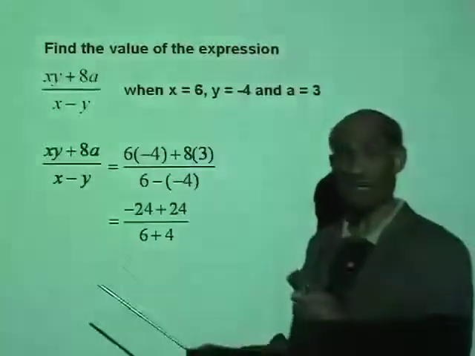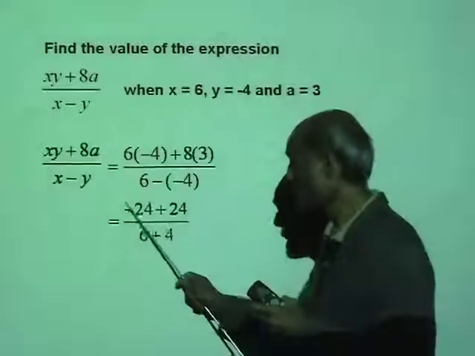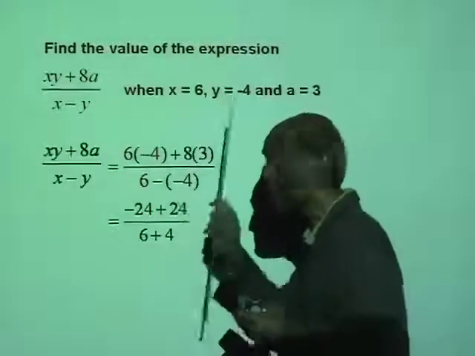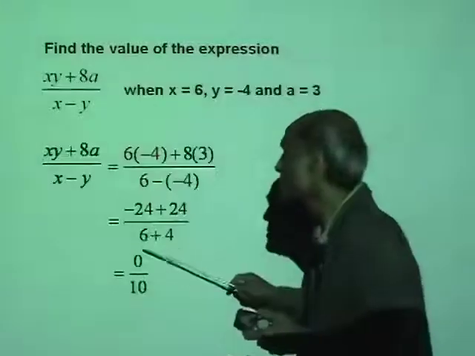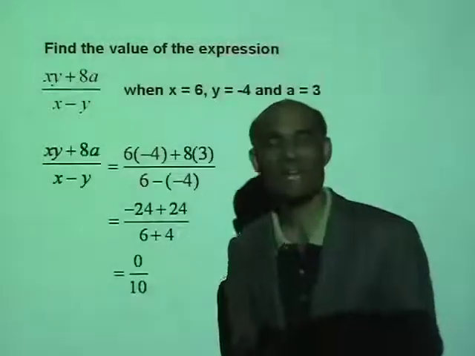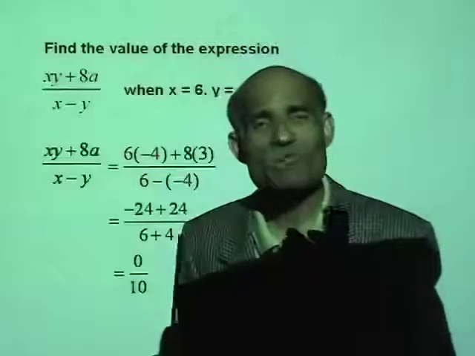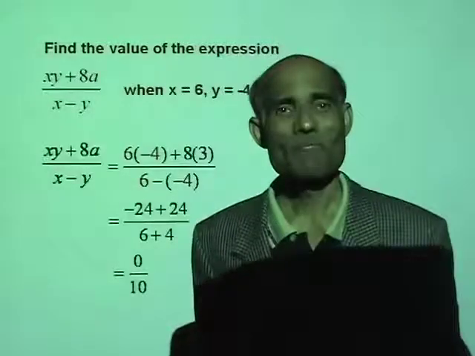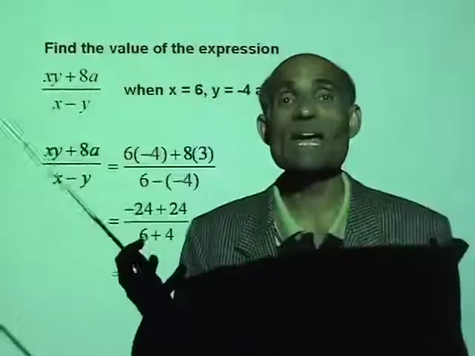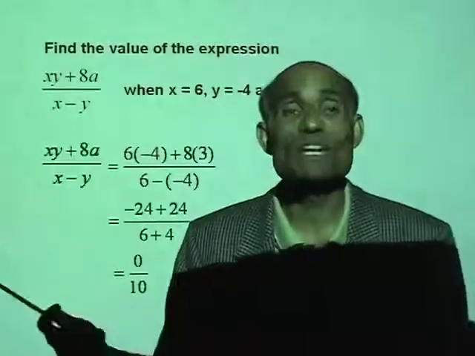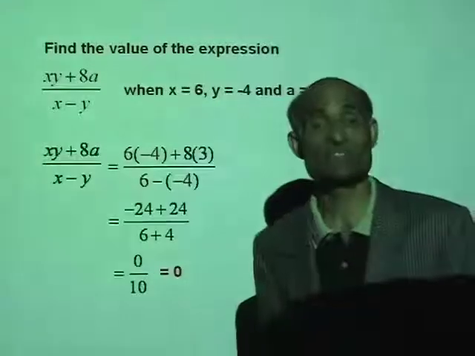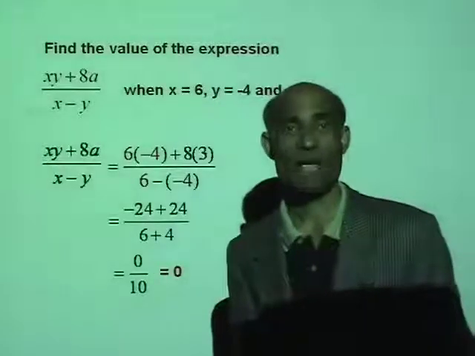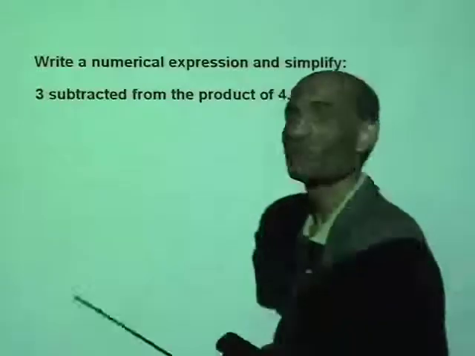Alright, what is my numerator? Negative 24 plus 24. The numerator is 0. So you get 0 divided by 10. What is 0 divided by 10? 0 divided by any real number is always 0. So that result is 0. Okay, let's try another one.